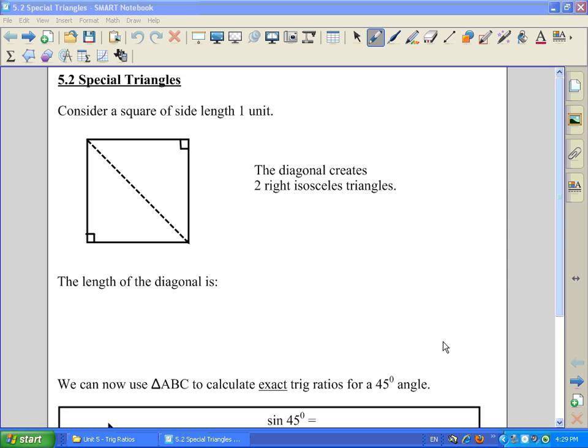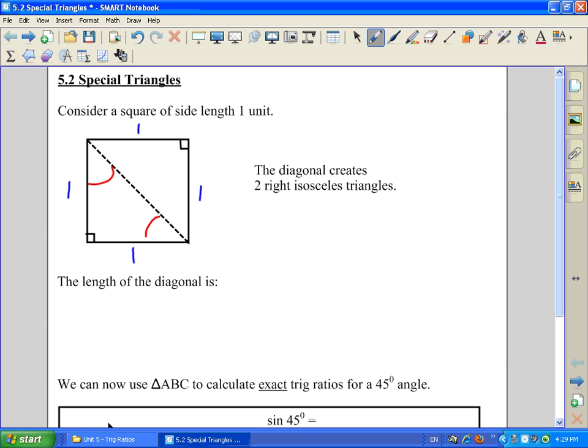First thing it says, consider a square with a unit length of 1. Okay, so what do we know about that? That means that all of these sides are 1. The diagonal creates two right isosceles triangles. So what does that mean, folks? That means that an isosceles triangle has equal side lengths, but it also means it has equal angles. So for example, this angle has to be the same as this angle.